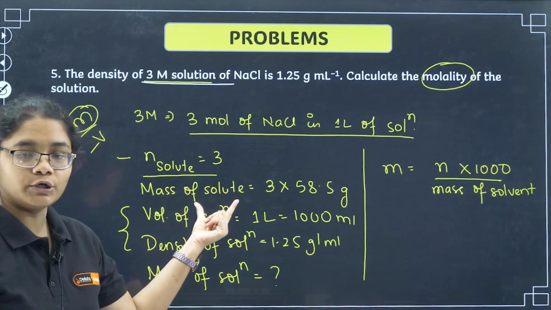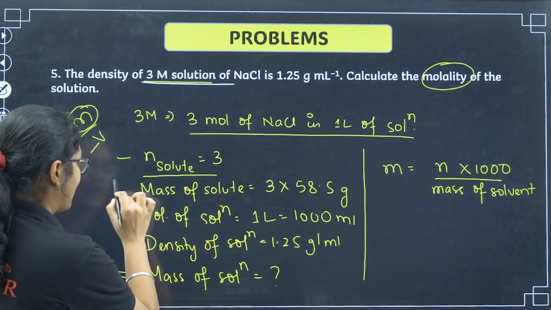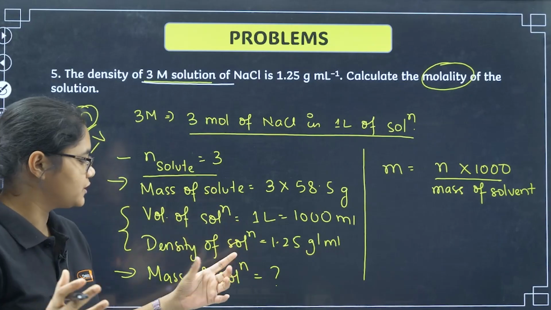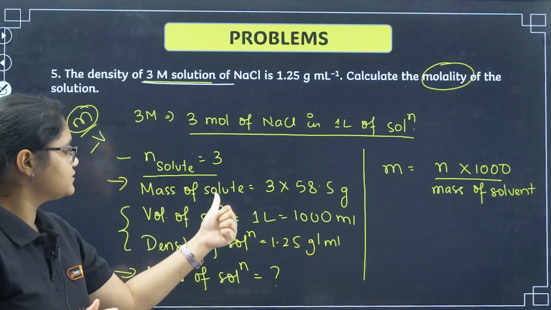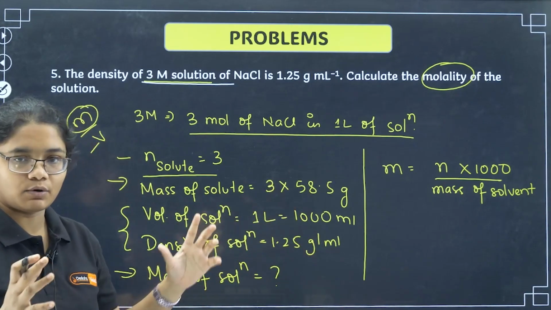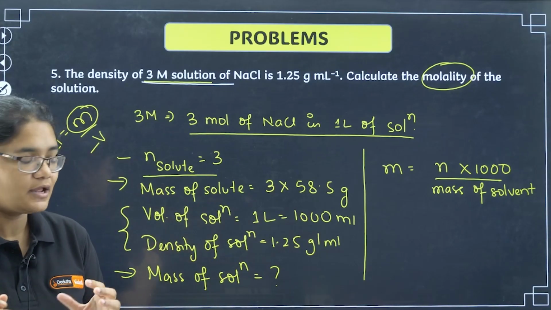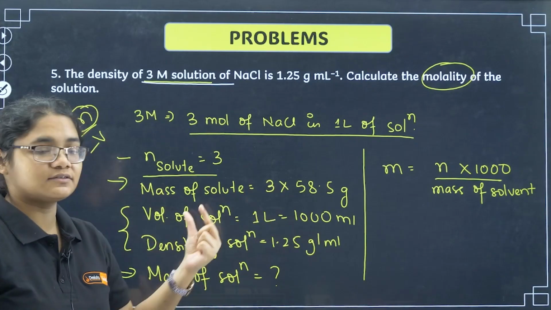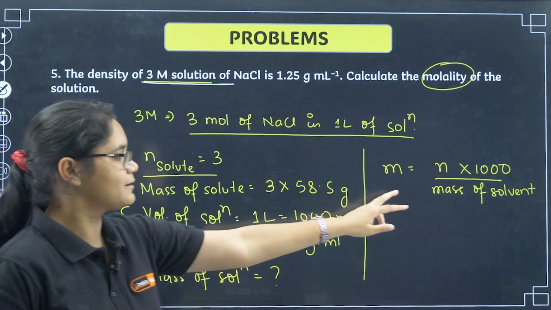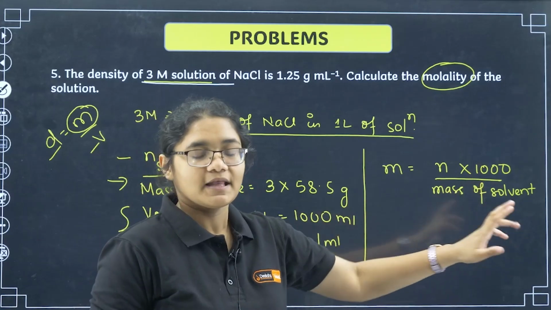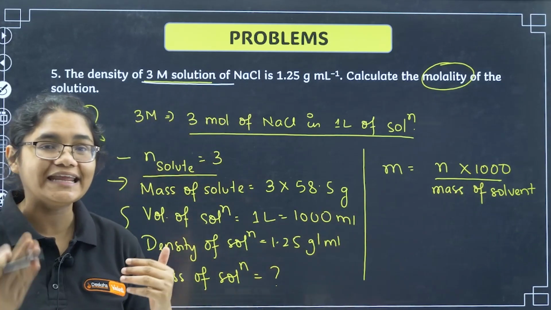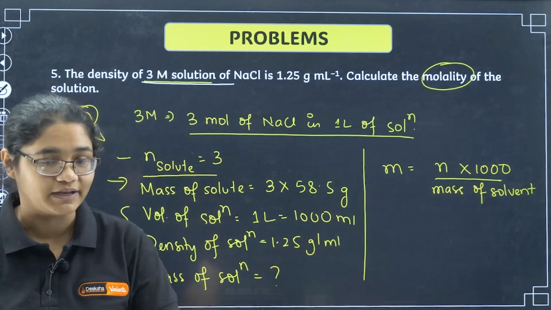I have mass of the solute. Using this one and this one, total mass of the solution, I'll get 1250. Mass of the solute is this much. If I multiply, what I'll get is the mass of the solute. Now mass of the solution is there, mass of the solute is there. If I subtract, I'll get mass of the solvent from here. Let me revise this question. Let me explain you once again.